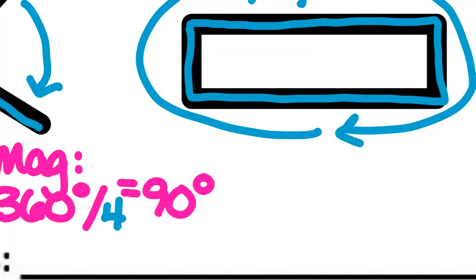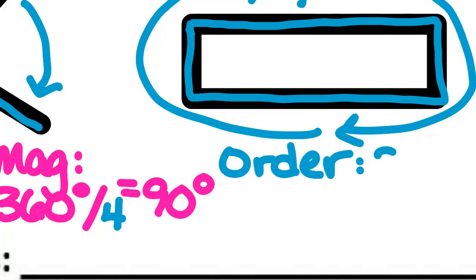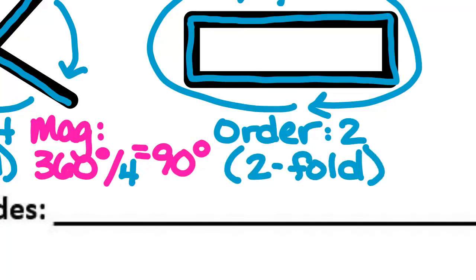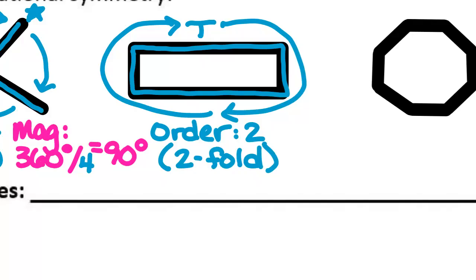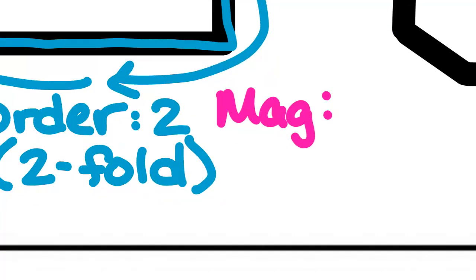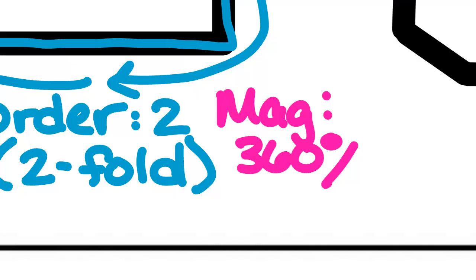So with the rectangle, what's the order? Order is 2-fold, yes. What about the magnitude? 180. To get our magnitude, we do 360 divided by the order, which is 2, and that's how we get 180.